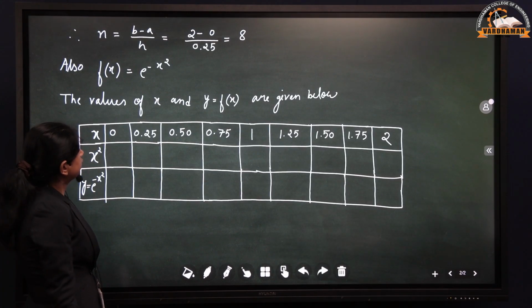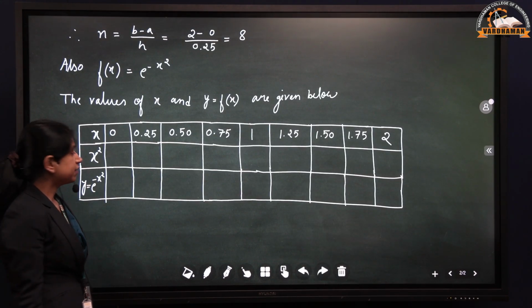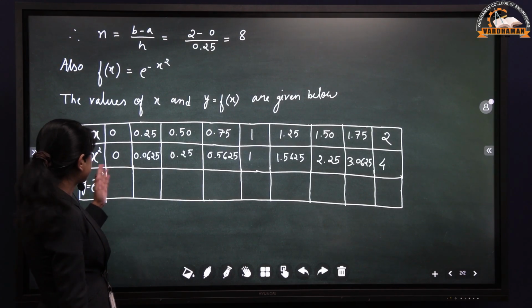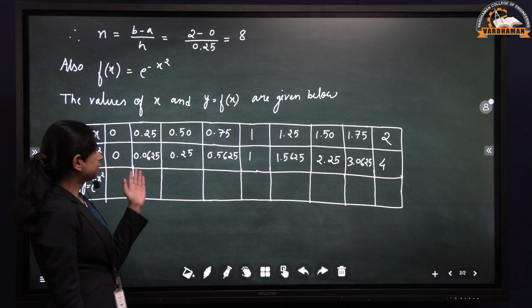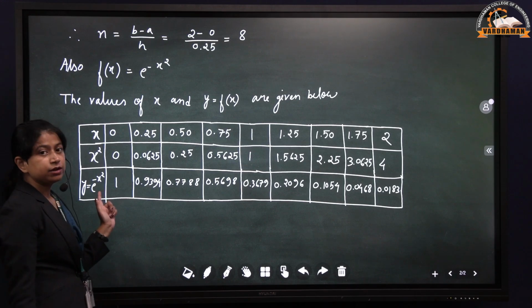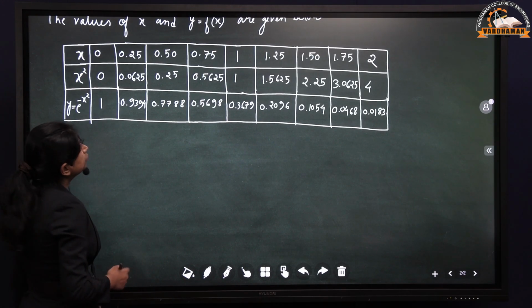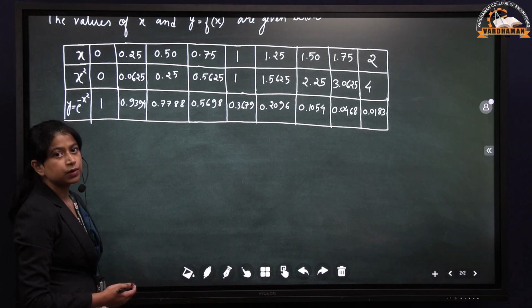As we need to find e power minus x square values, first of all let us find x square. So these are the values for x square. Using calculator you can find these values. Then we will find y equal to e power minus x square using calculator. Now we will put these values in Simpson's 1/3 rule.